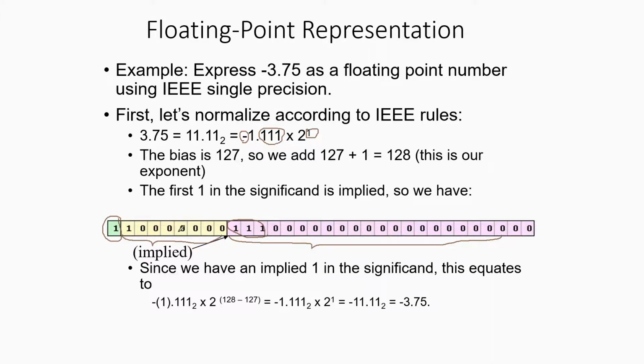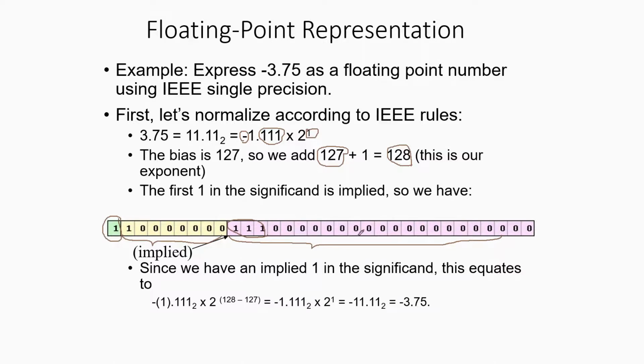So while representing in a floating point representation, this exponent is added with a bias 127, and the obtained value, that is 128, will be stored in the memory. Okay, so this is how it will be stored.